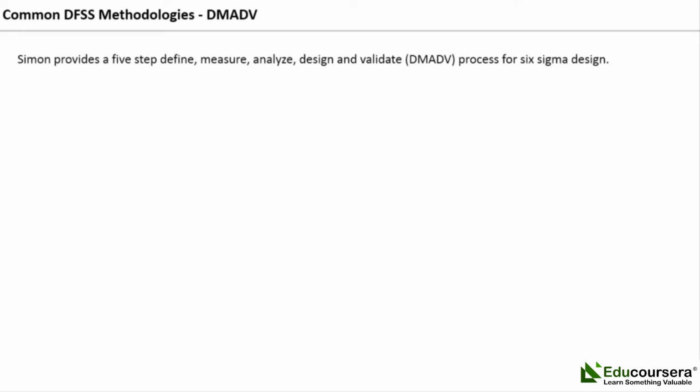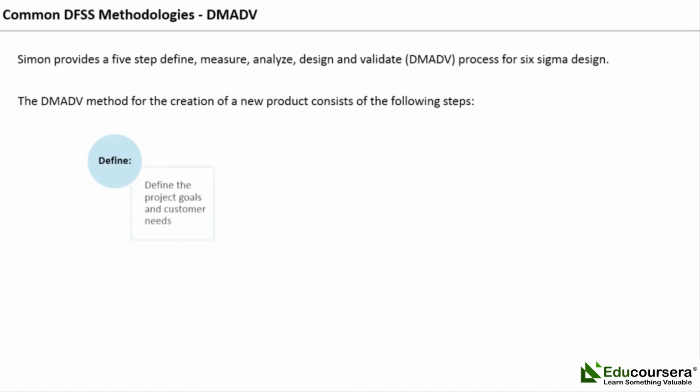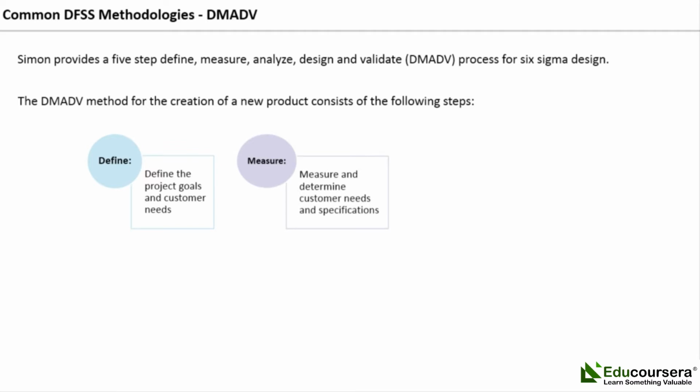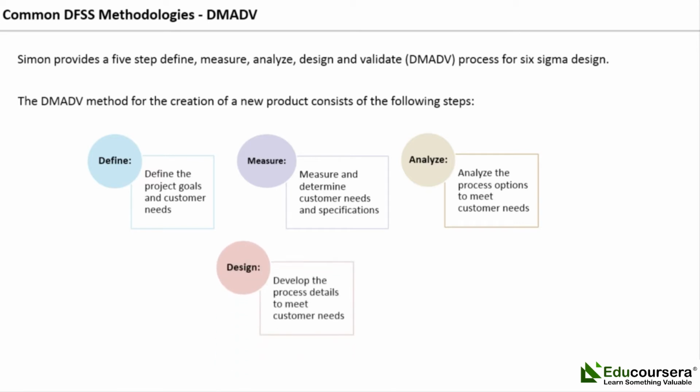DMADV, common DFSS methodologies. Simon provides a 5-step define, measure, analyze, design and validate DMADV process for Six Sigma design. The DMADV method for the creation of a new product consists of the following steps. Define the project goals and customer needs. Measure and determine customer needs and specifications. Analyze the process options to meet customer needs. Design, develop the process details to meet customer needs. Verify and validate the design performance.